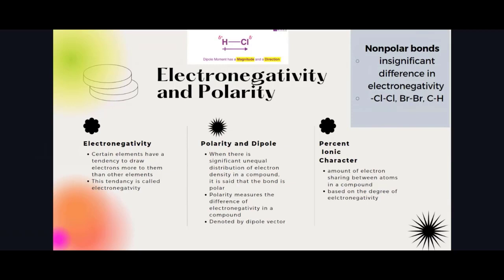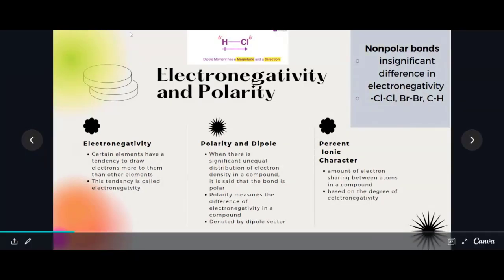When there is a significant unequal distribution of electron density in a compound, it's said that the bond is polar. And polarity is the measure of the difference of electronegativity in a compound. This is denoted by the dipole vector in this example up here with the HCl. Notice the pointing arrow goes toward the Cl, which is more electronegative than the H, and H is denoted by the little cross right here.